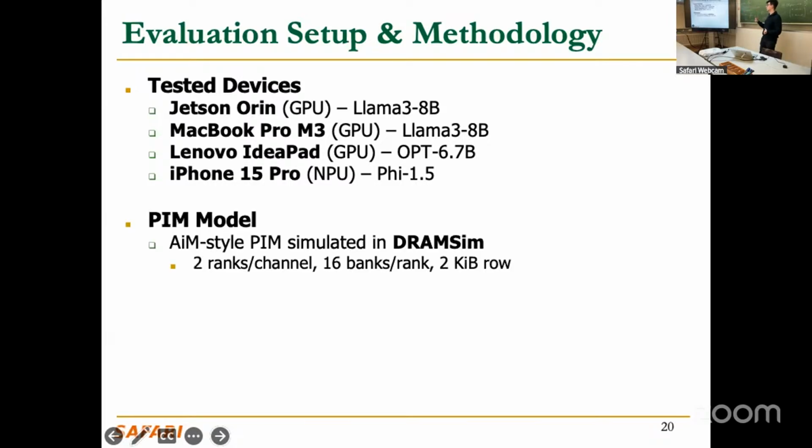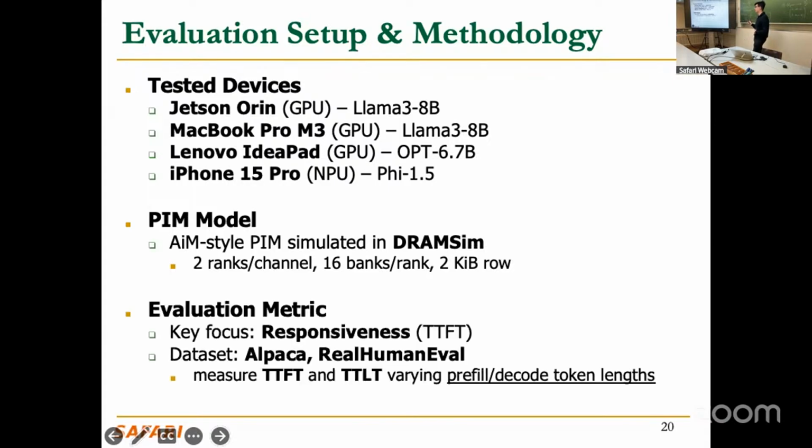Also, the PIM model under test is an AiM-style PIM, which is simulated in a simulator called DRAMsim, which features 2 ranks per channel, 16 banks per rank, and 2 kilobyte rows. And lastly, the evaluation metric again revolves around the responsiveness metric, the key one, which is the time to first token. They analyze the Alpaca and Real human eval data sets, on which they measure not only the time to first token, but also the time to last token by varying the prefill and decode token lengths.